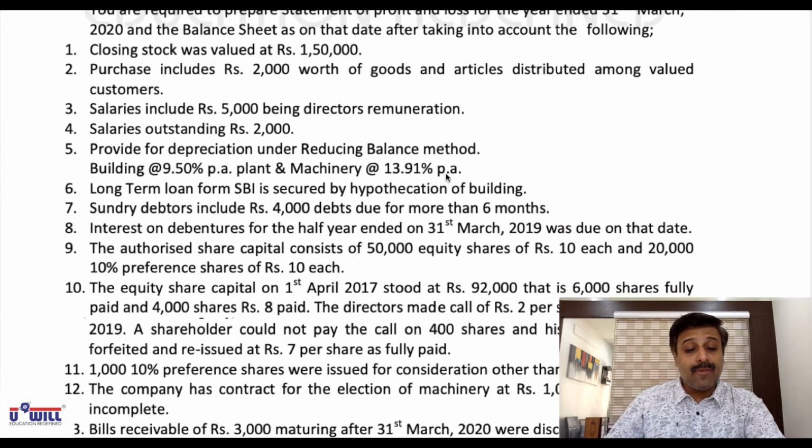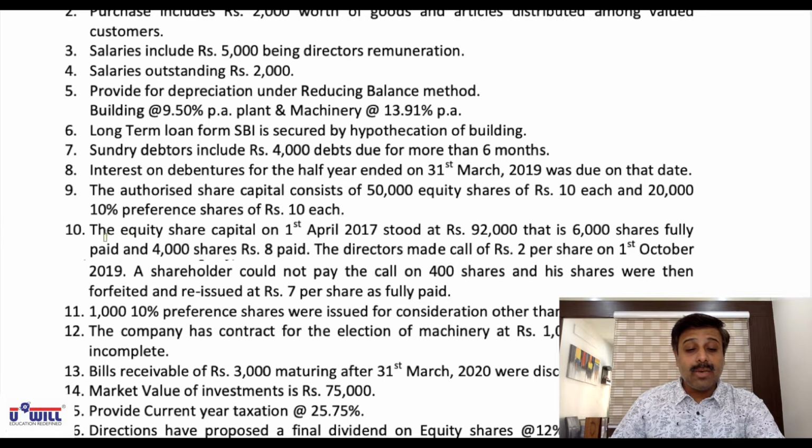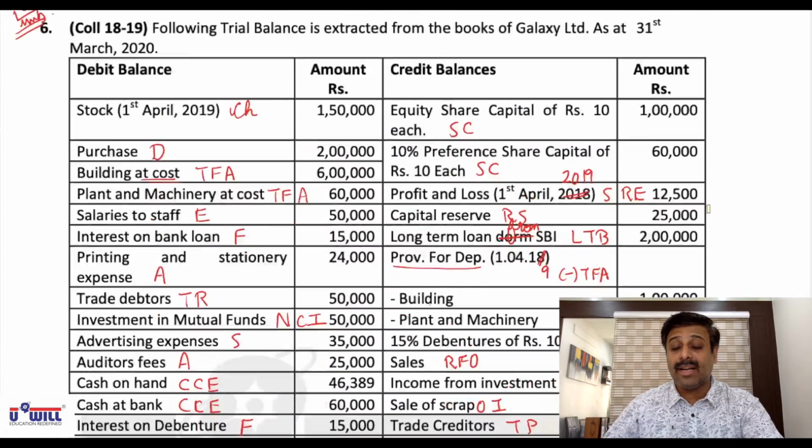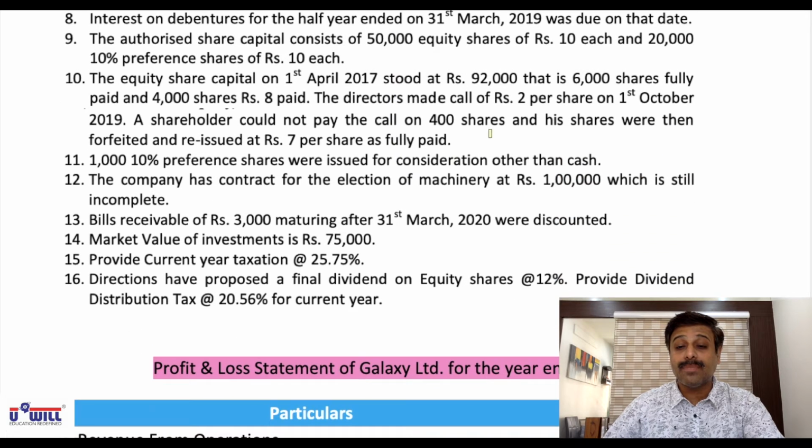If you read adjustment 10, the equity share capital on 1st April 2017 stood at 92,000. That is 6,000 shares fully paid, so 60,000, and 4,000 shares of 8, that is 32,000, so it makes 92,000, but right now it's 1 lakh. Why is it 1 lakh? Because the directors made a call of rupees 2 per share on 1st October 2019 on these 4,000 shares, which are 8 paid up. So the 4,000 also become fully paid up, that is 10 rupees. That's why in the trial balance there is a full 1 lakh, 10,000 shares of 10 each.